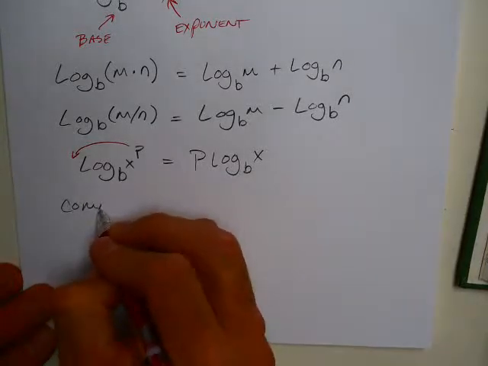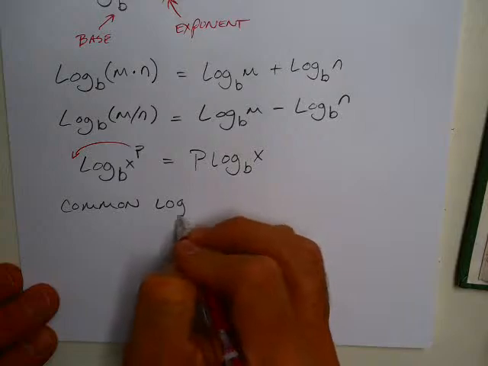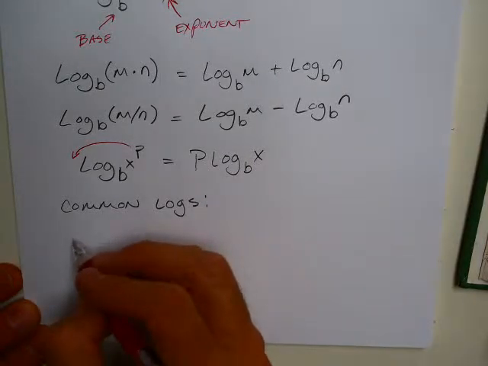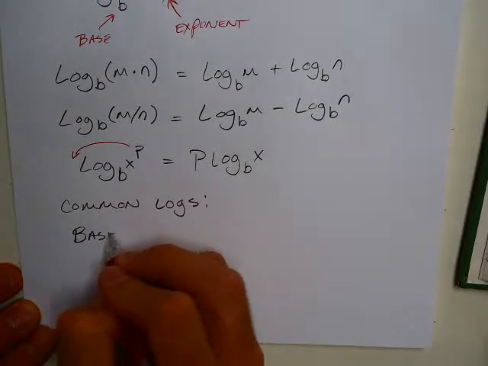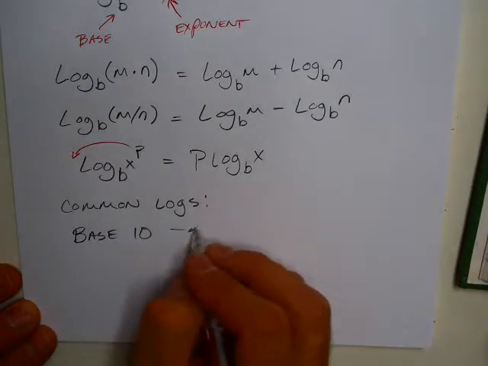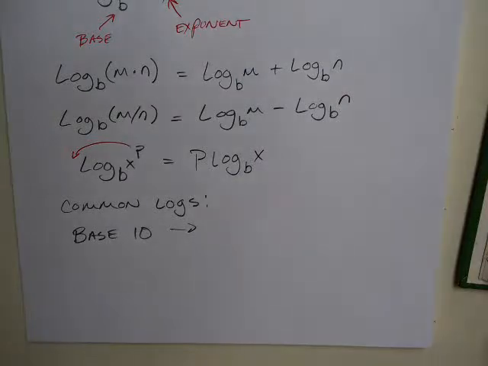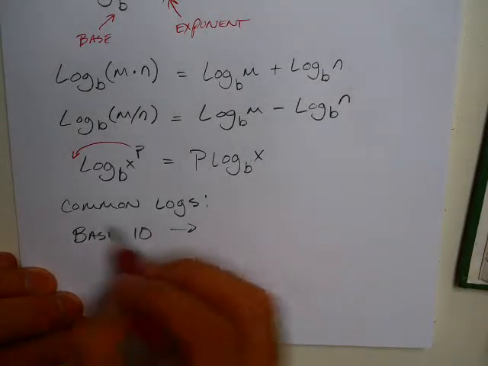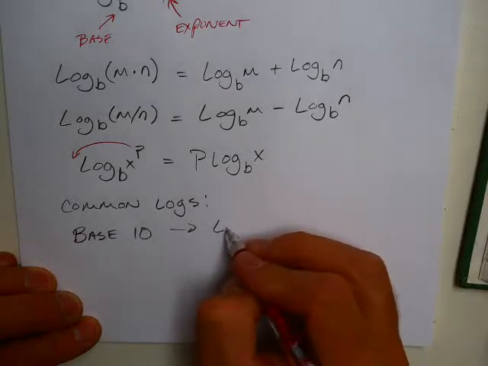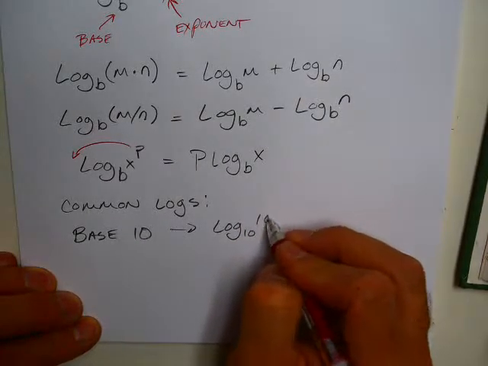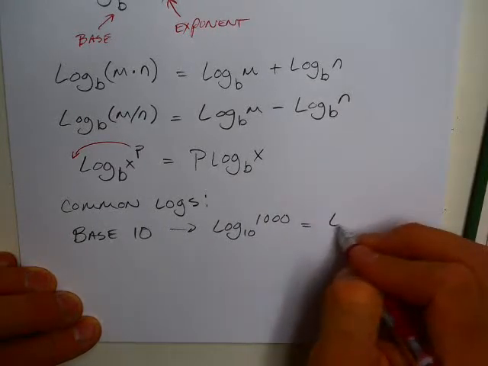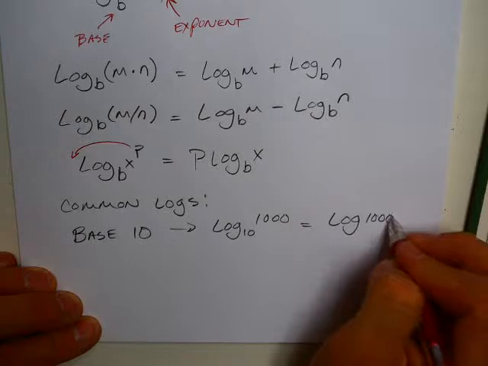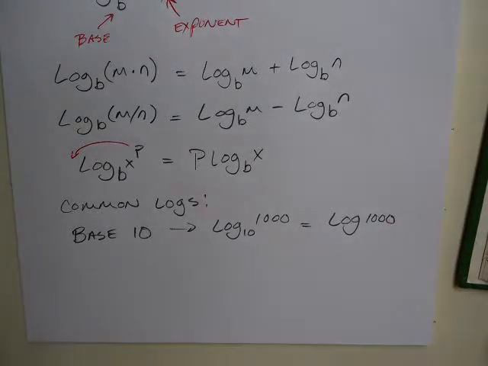Common logs are base 10. And this would be your regular log on your calculator. An example, log base 10 of 1,000 just equals log 1,000. So when we're dealing with log in the calculator, we assume base 10. It assumes base 10 for us, so we don't have to write that base in there.